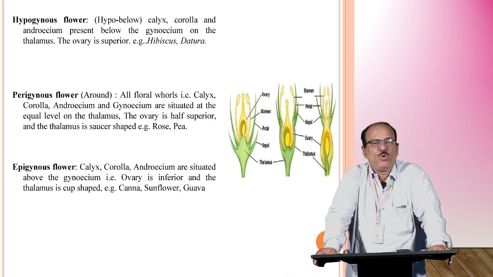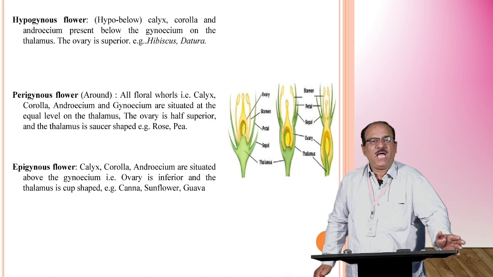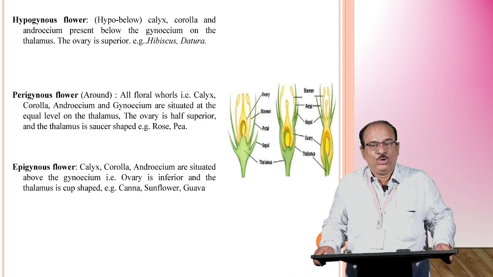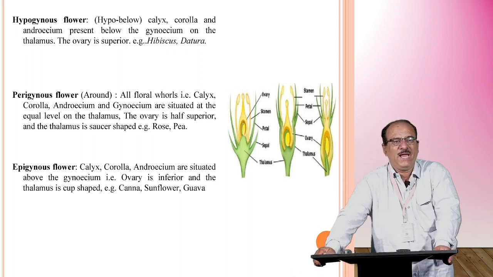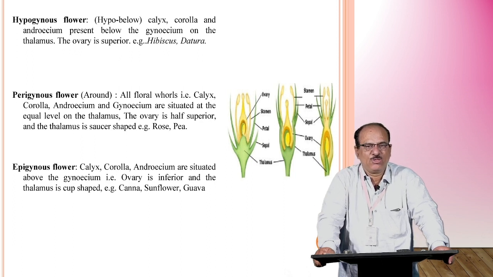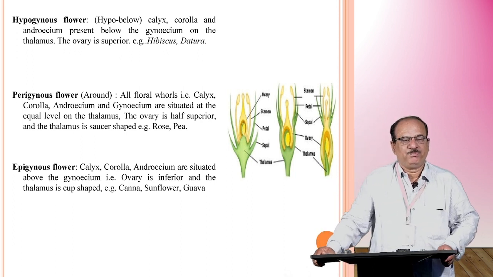First is the hypogynous flower. Hypo, that is below. Gyne, that is the gynoecium. So, the remaining floral whorls, that is the calyx, corolla and the androecium, all of them are inserted below the gynoecium. Naturally, the ovary becomes superior, as in case of hibiscus or datura.